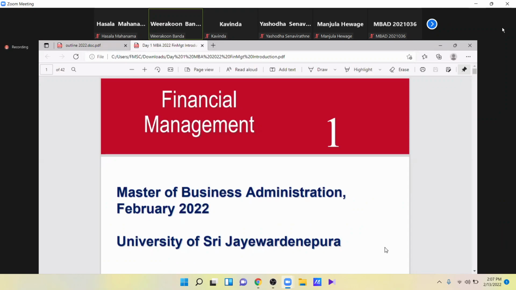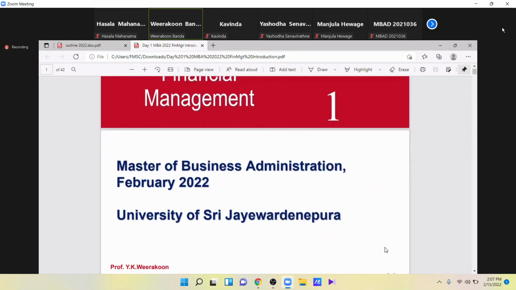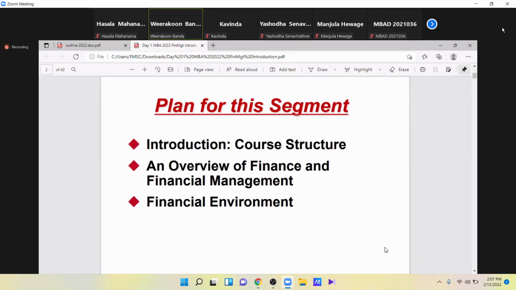Then now we can start our initial discussion with the topics, the introduction part. Including these topics and some related financial environment part, we consider as one particular segment here. The plan for this segment is introduction, overview of financial management, and then financial environment. This part we discuss under one particular umbrella. So these are the basic requirements, the understanding you must have.